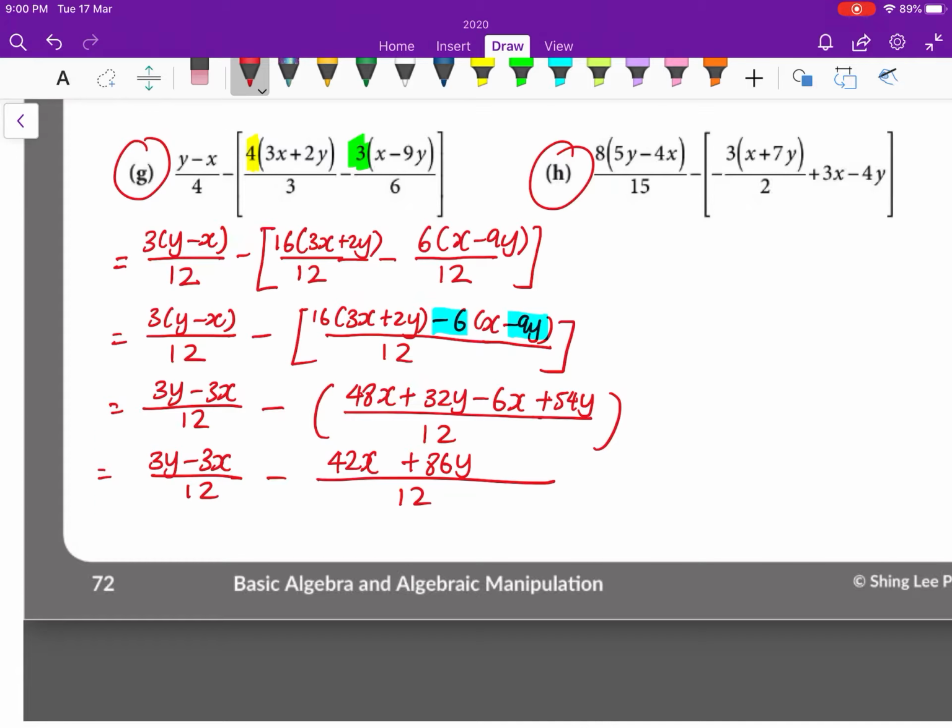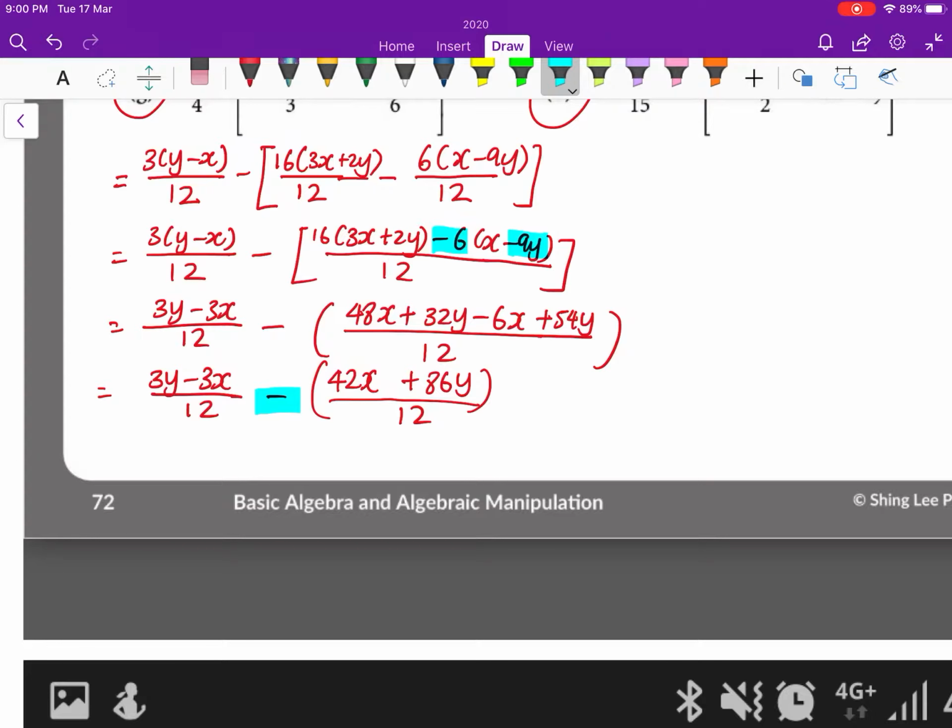Okay, why am I doing it so carefully, so slowly? Because of this minus sign. Because this minus sign actually will change the expression inside. When we multiply in the minus sign, this plus will change to minus. Okay, what do I mean by that? Let's combine the denominator. 3y minus 3x minus 42x. But when you multiply negative in, it will be minus 86y.